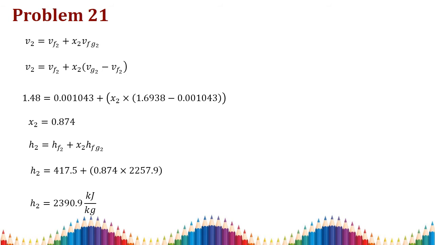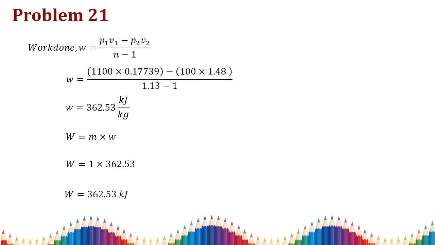Since it is a polytropic process, from P1 V1 power N is equal to P2 V2 power N, we find out P2 in the earlier cases. Substitute those values to get X2 is equal to 0.874. And also we know that to find the specific enthalpy at wet condition, H2 is equal to Hf2 plus X2 into Hfg2. Substitute all those values of Hf2 and Hfg2, and X2 as 0.874, to get H2 as 2390.9 kilojoule per kilogram.